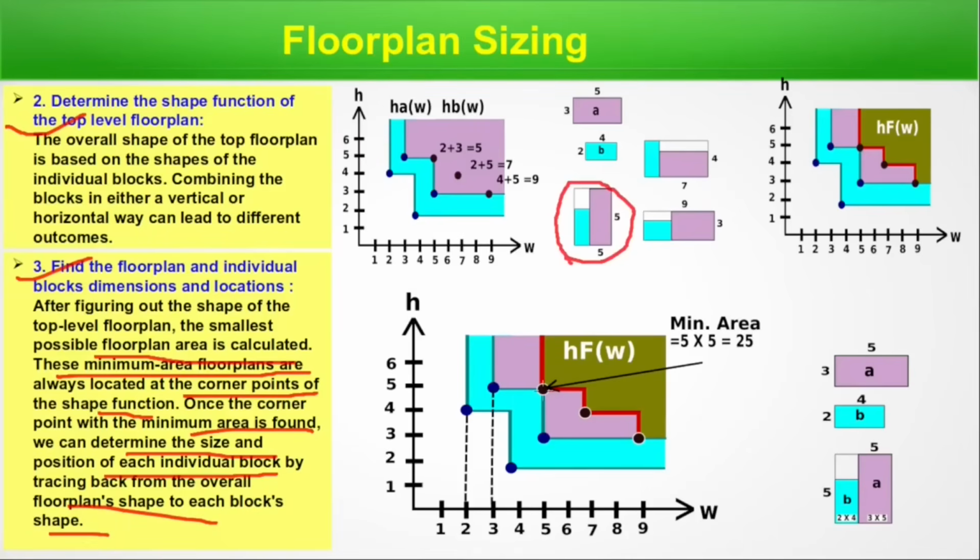This is the position, that is 5 by 5. This is the minimum. Here also we can find that 2 by 4 and 3 by 5. If we position like this, that becomes the minimum. So 5 by 5. This is floor plan sizing. We are done with this slide. We will move to the next slide.